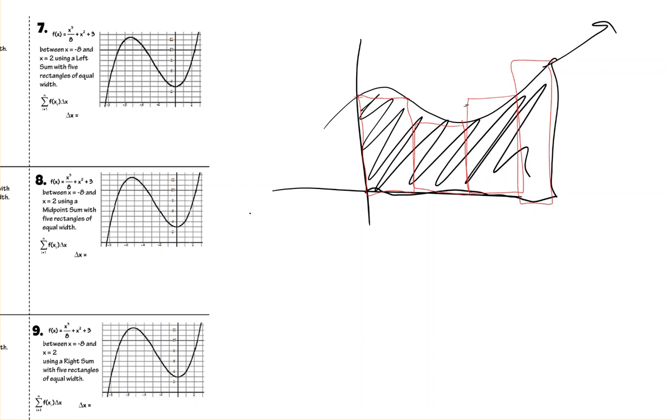All right, so that's all left sum, right sum, and midpoint sums are trying to do. It's trying to set up a few rectangles. We'll find the area of the rectangles, add them together, and we get an estimate of what the area is. And even though this is an estimate, and later on we can give the exact amount, this is something that is tested on the AP test. They want you to be able to estimate these.